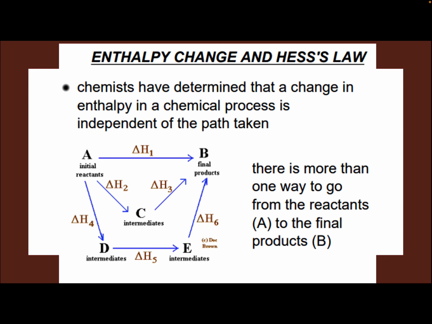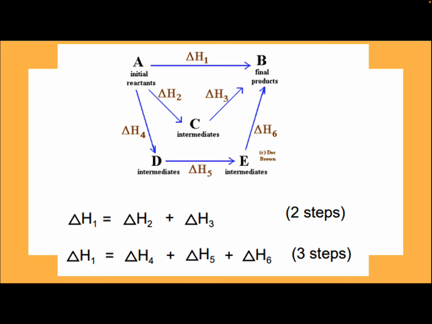So chemists have determined that the change in enthalpy in a chemical process is independent of the path taken. Which means, in summary, that there's more than one way for a reactant to get from point A to point B. In this situation, to get from point A to point B, we can take two different pathways. We can take a 2-step pathway, which goes from ΔH1 to ΔH2 to ΔH3, or we can do a 3-step pathway in order to get to B, our final destination, which is ΔH4, ΔH5, ΔH6.